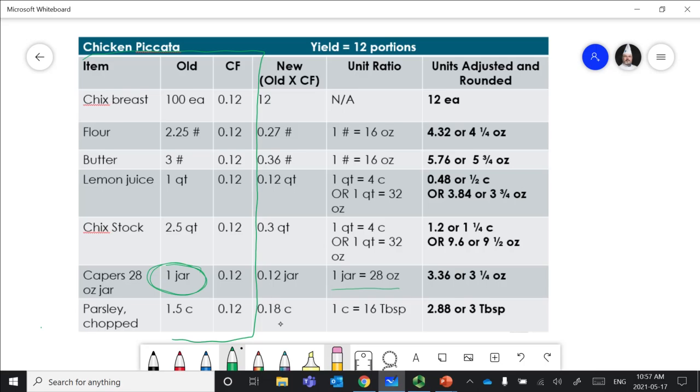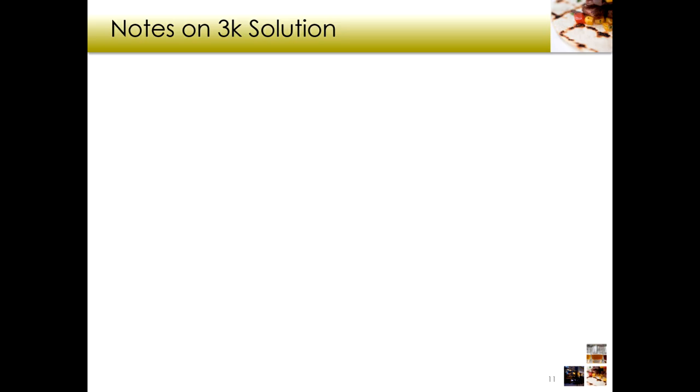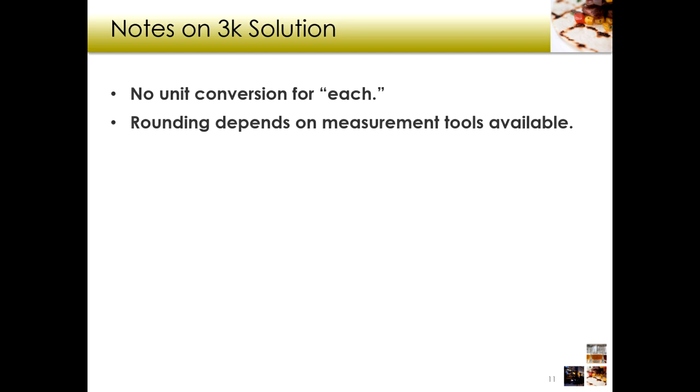And the same thing goes for the chopped parsley, right? We need to figure out how much parsley we're going to get from a bunch when we chop it, right? How many tablespoons are we going to get out of the bunch of parsley? So up on the slides here, we've got no conversion for each. So the chicken breast, exactly, right? We went from 100 chicken breasts down to 12 chicken breasts. We don't need to change the unit that we're using to measure that.